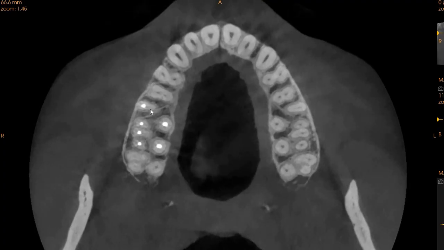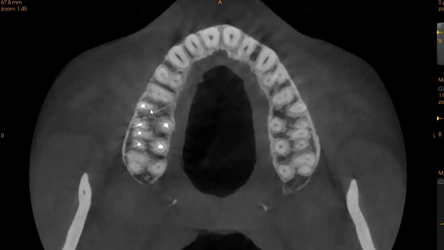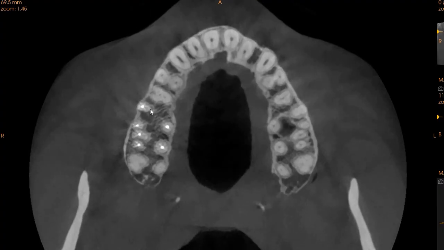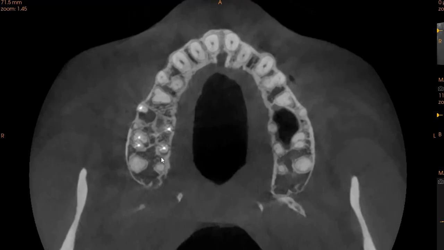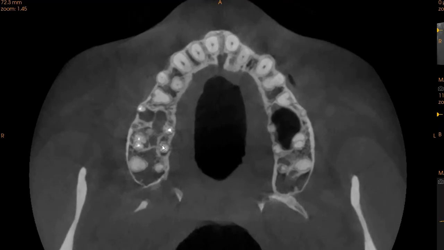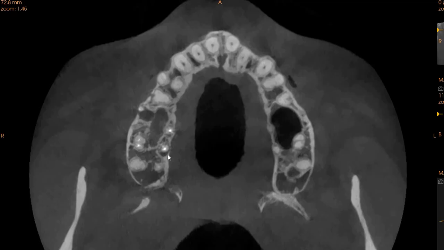We've got a slight bit of an MB2 missed out on the 6, and then as we move towards the apex, you can see we've got a radiolucency in the 6 and a radiolucency in the 7 and 6 palatal roots. Now moving to the transaxial view to get a better understanding.